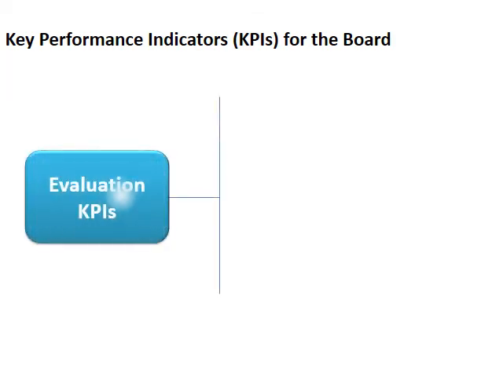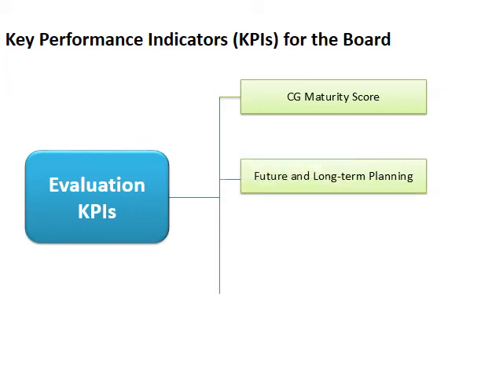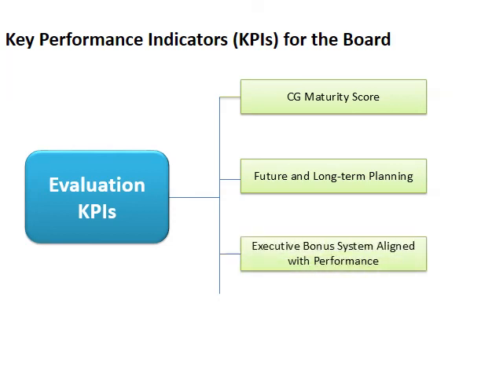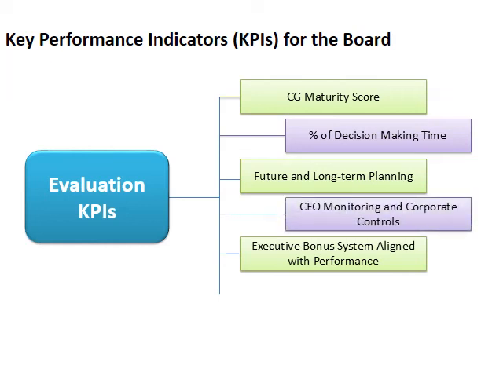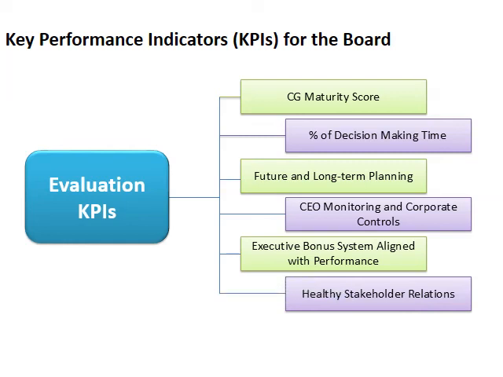Key performance indicators when conducting board evaluations include overall corporate governance maturity score, the extent to which the board focuses on the future and long-term strategic thinking, the extent to which the board has created an executive bonus system that aligns pay with high sustainable performance of the organization, percentage of time the board is focused on decision-making that is within the agreed domain of the board, the extent to which the board has ensured that the CEO has put in place a system for corporate control rather than relying or expecting the board to assure itself only through direct assessment, the extent to which the board manages and ensures healthy stakeholder relations.